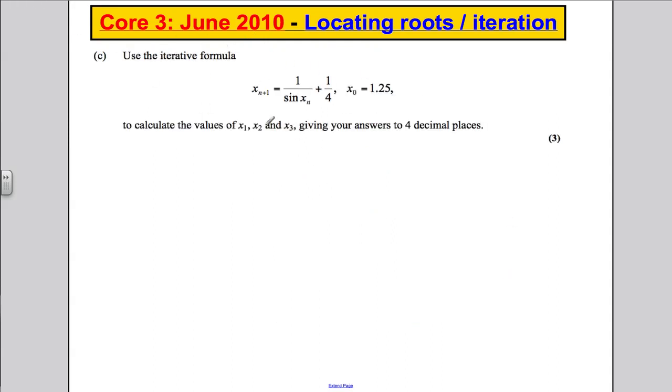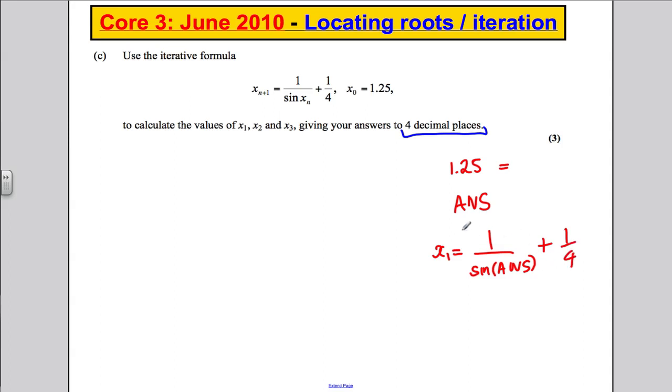They want us then to use the iterative formula here to work out x1, x2, x3 to 4 decimal places. And we always do the same trick on our calculator. We type in 1.25 as our first answer, and we press equals. That stores it as the ans function. And then to get x1, I would simply type 1 over sine of ans plus a quarter.